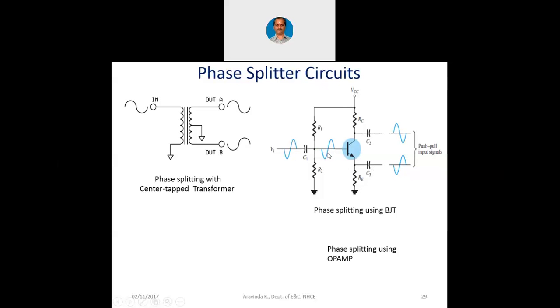Now whenever we apply the input signal here, in general the transistor is kept in the active region, exactly in the middle of the load line. When we apply the signal here, simultaneously we will have both these signals available, one at the collector, one at the emitter. You can see these two signals are 180 degrees out of phase. Now these two can be used for a class B push-pull amplifier, individually for each device. This is phase splitting using BJT. There is another phase splitting method using an op-amp.